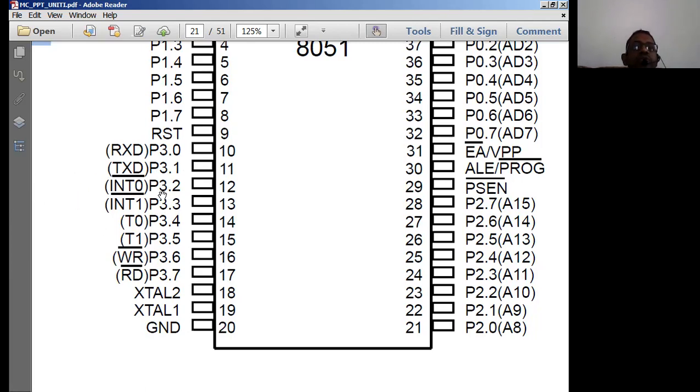Then next it has two interrupt requests, INT0 bar and INT1 bar, which handle the two external interrupt signals. It also has signals for timers: it has two timers, timer 0 and timer 1, which can be utilized by external peripherals using the T0 and T1 pins.